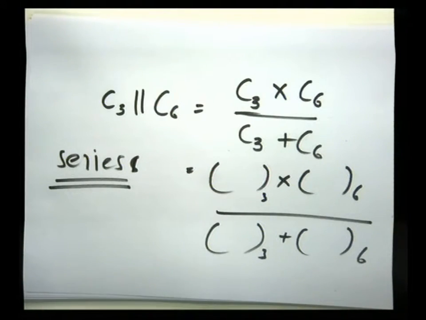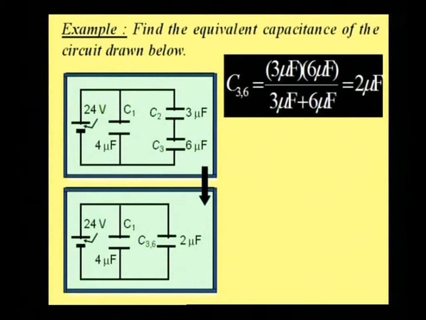So the overall capacitance becomes 2 microfarad. Now that 2 microfarad is replaced with the 3 and 6 microfarad capacitors which are in series. So now the circuit becomes like that, where the 4 microfarad, which is the C1 capacitance, is in parallel with the 2 microfarad, which is the series combination of C2 and C3.